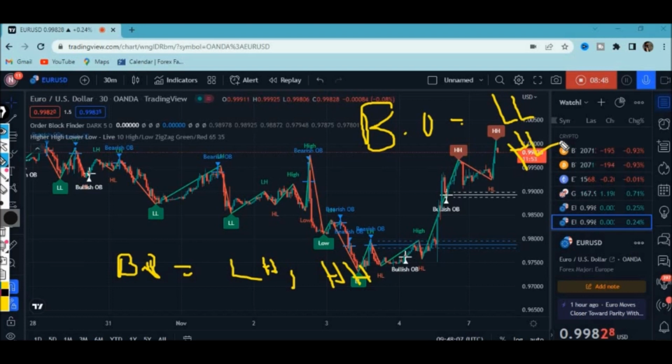I hope I'm clear, simply because I've explained to you what really happens in the market. So you better write this down. That's why we are going to use this indicator, which shows us the higher highs, the higher lows, the lower highs and the lower lows.